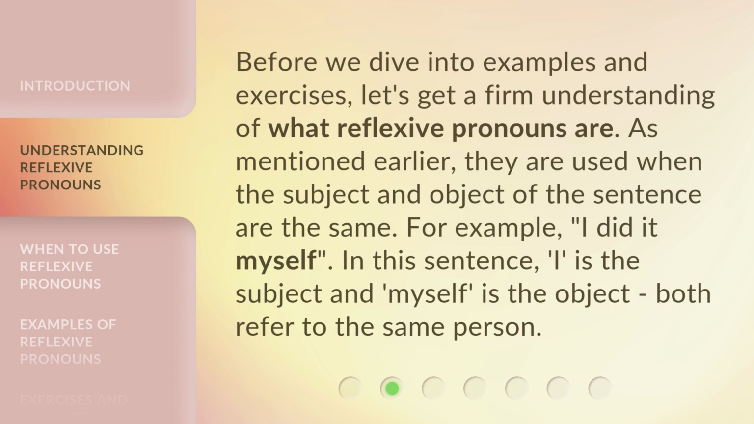Before we dive into examples and exercises, let's get a firm understanding of what reflexive pronouns are. As mentioned earlier, they are used when the subject and object of the sentence are the same. For example, I did it myself. In this sentence, I is the subject and myself is the object. Both refer to the same person.